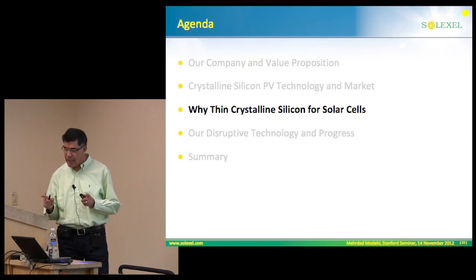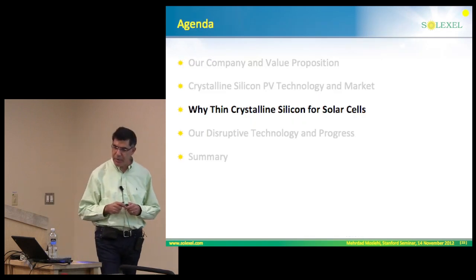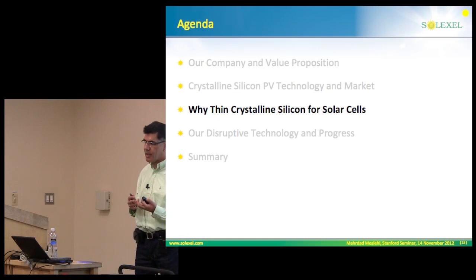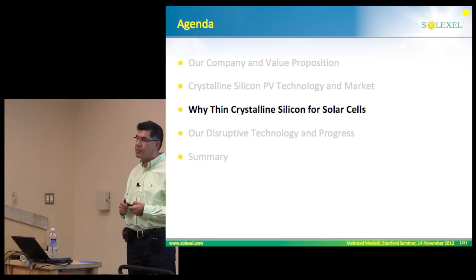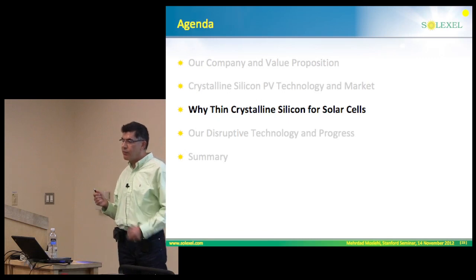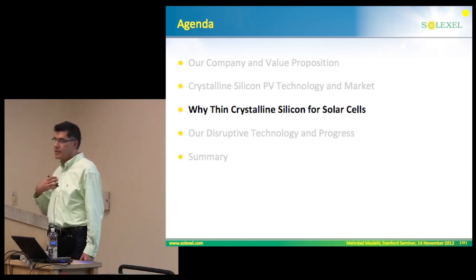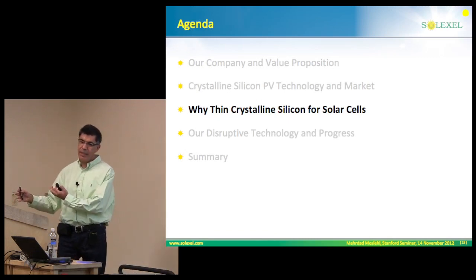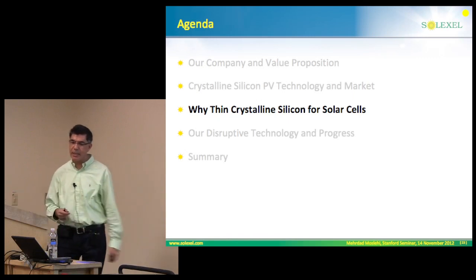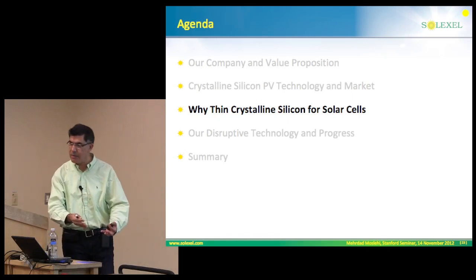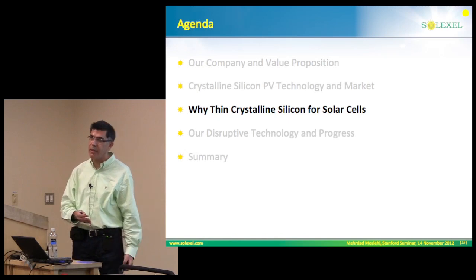So a very brief discussion on the motivation behind thin crystalline silicon for high-efficiency solar cells, because we operate in the thin silicon regime, much thinner than the typical 180 micron wafer.